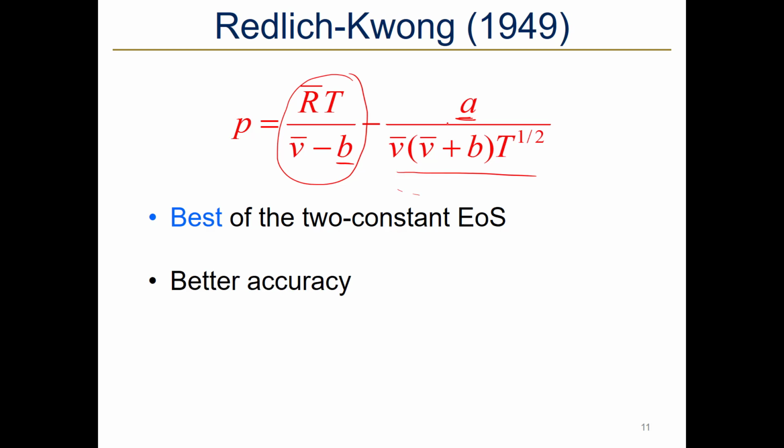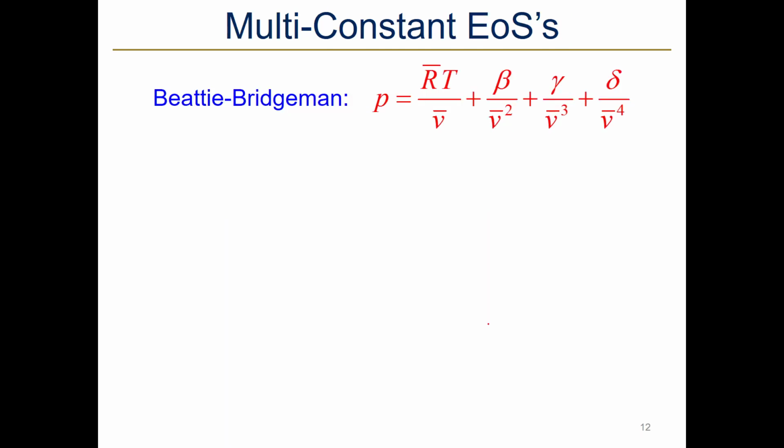It has better accuracy than the Van der Waals equation, and the evaluation of A and B is similar, looking at the derivatives that occur at the critical point, just like the Van der Waals equation. Again, both these values, as well as the Van der Waals values, are found in our book in table A-24, so you can look those up for different gases. So those were just two-constant equations of state.